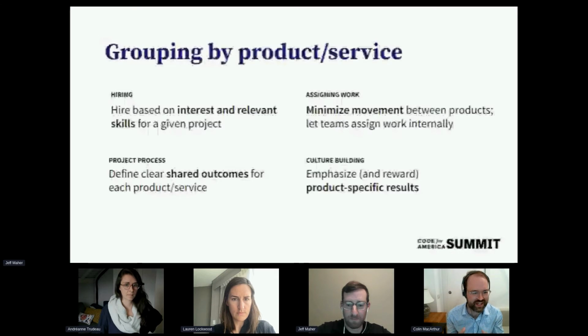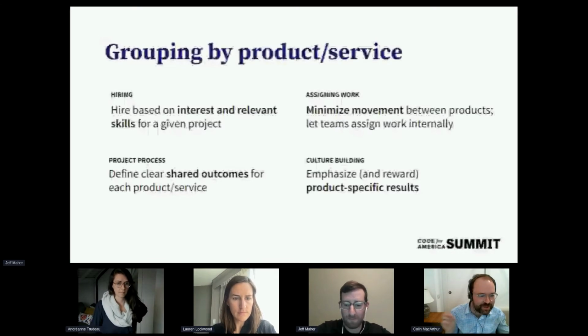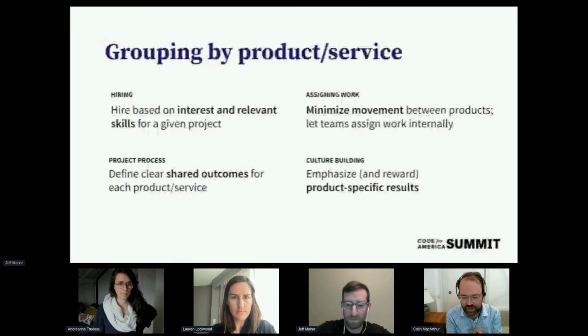And the wheels kind of start to come off the bus if you start moving people between the products. So if you find yourself needing to move folks between products all the time, this might not actually be the right primary grouping approach for you. Something to think about.